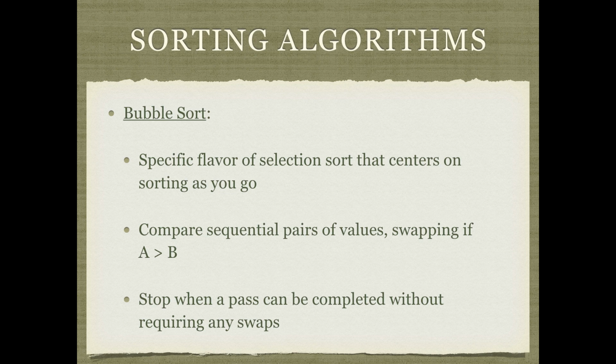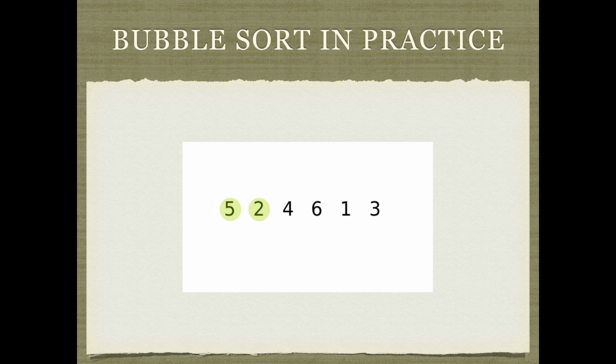So the idea here is compare 2. 5 is greater than 2, so we swap. 5 is greater than 4, so we swap. 5 is less than 6, so we don't swap. 6 is greater than 1, so we swap. 6 is greater than 3, so we swap. And now we do it again.